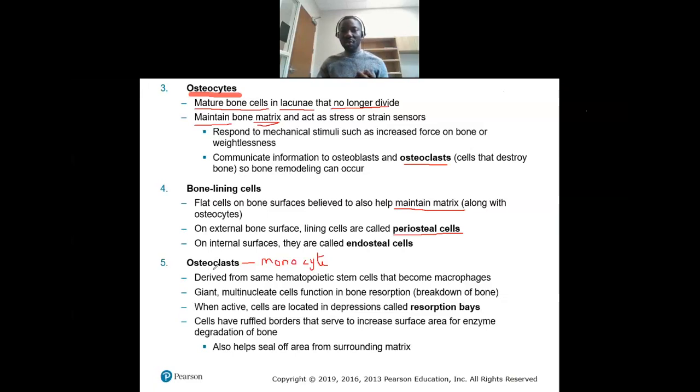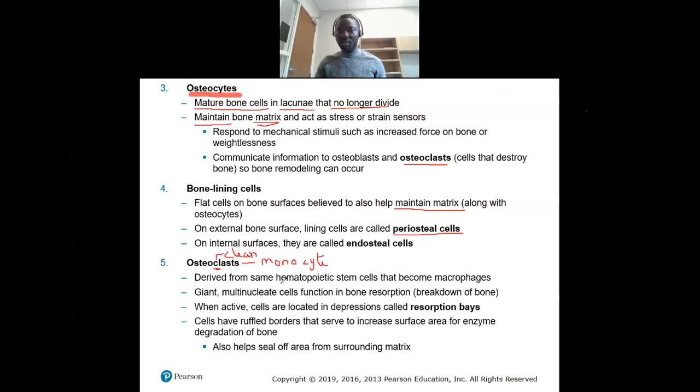Now, you can say its name is osteoclast. The difference between this and blast is that this is C, blast is B. So what does this C mean? It helps to clean the matrix. You can say clean the matrix or clear the matrix. So again, osteoblasts build the matrix, osteoclasts clean the matrix. And I will explain that as we go.